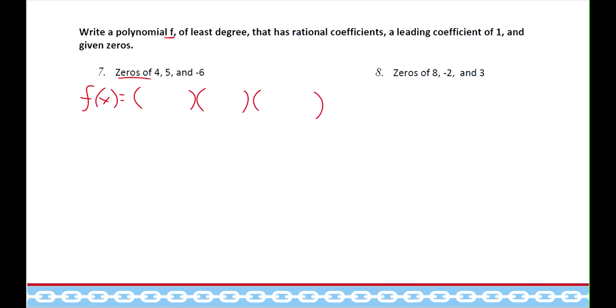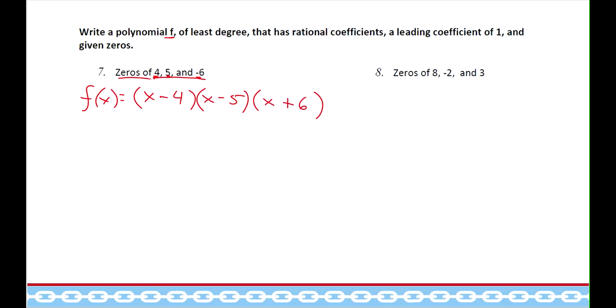And remembering back even into chapter 3, if I factor and get these zeros, these numbers are the opposite of the factors that I got, right? So the positive 4 is going to become negative 4. So it'll be x minus 4, x minus 5, and x plus 6.